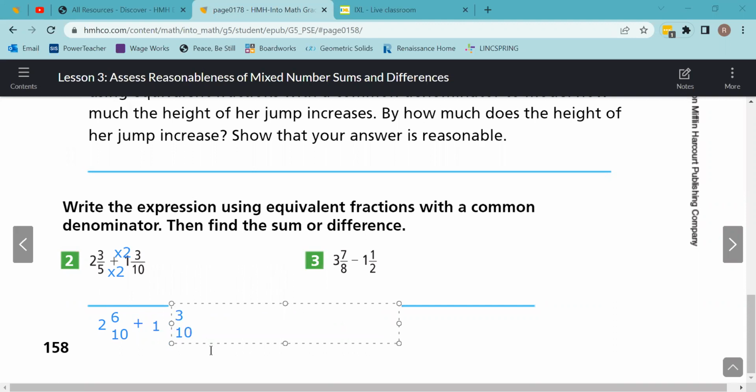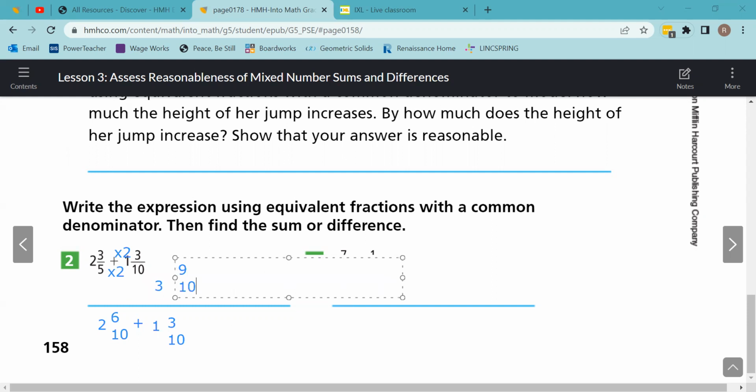2 6/10 plus 1 3/10. Sometimes if you get an improper fraction in your mixed number answer, you have to shift it so it looks as beautiful and proper as possible. So whole numbers here, 2 plus 1 is 3. 6 plus 3 is 9, and it's tenths. So 3 9/10, that's your answer. You can do a quick check if you want. 2 3/5, you could bump it up to 3 plus another 1. Your answer should be about 4, and it is.